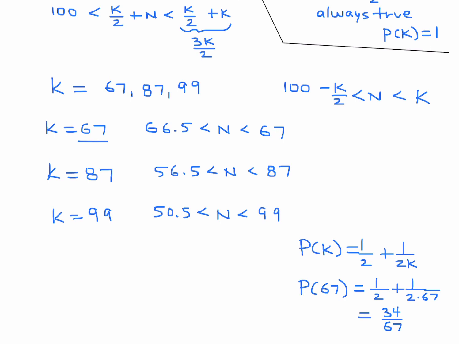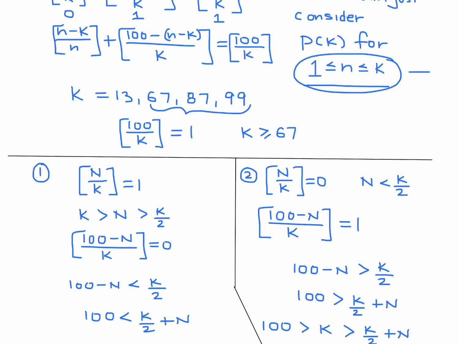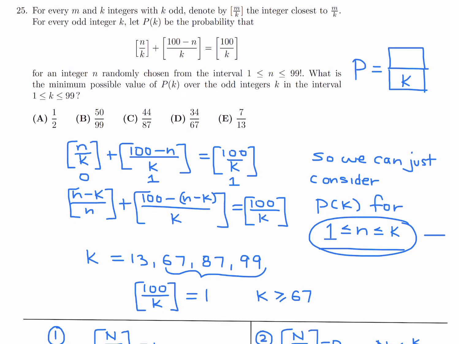But like I said, that 34 over 67 value is not even required. All you need to know to figure out this question is that k is 67 and that one of those denominators is 67. So regardless, we got the answer, and therefore number 25, the answer is D.